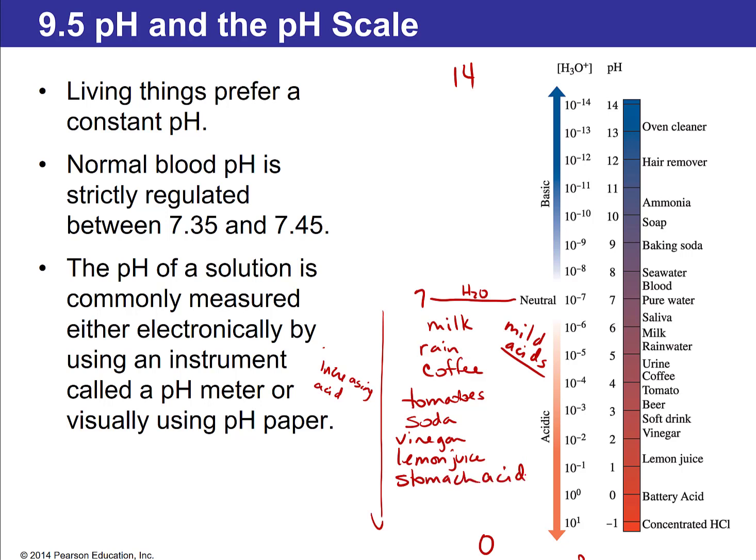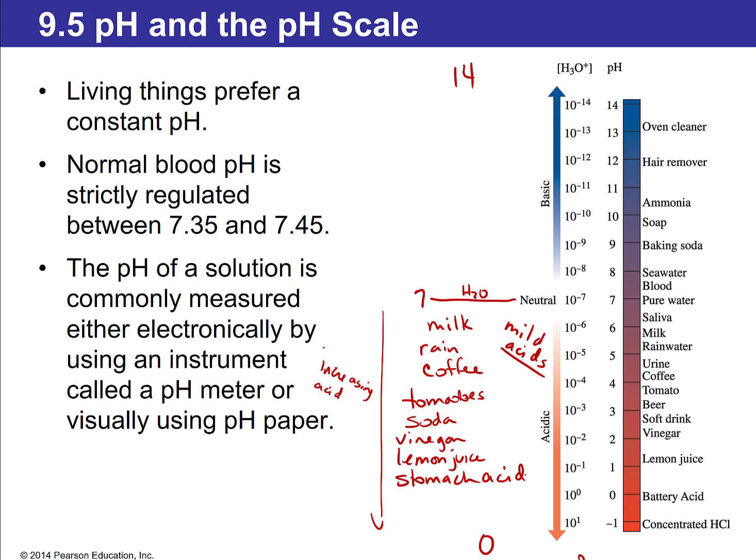Now, do you notice that there's a negative 1? So the negative 1 is concentrated hydrochloric acid. We use that in lab. Under normal conditions, nothing naturally found would have a negative pH. But you can make concentrated hydrochloric acid in a lab, or a tech company can produce it, but it's not normally found.